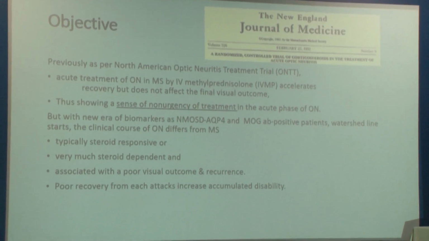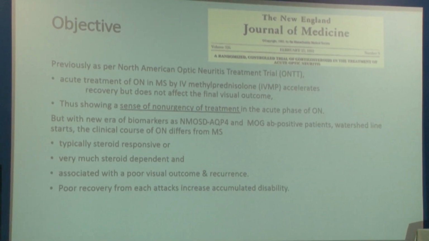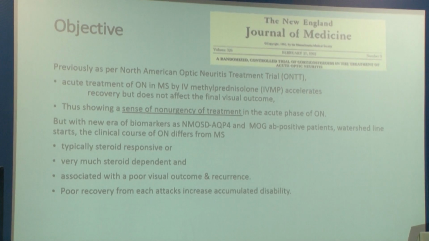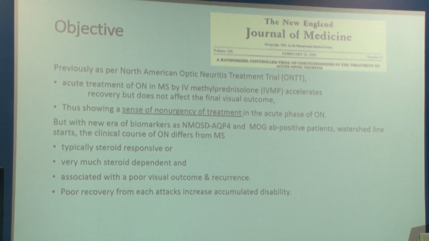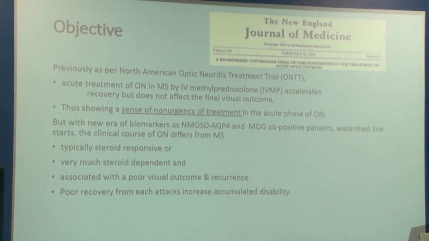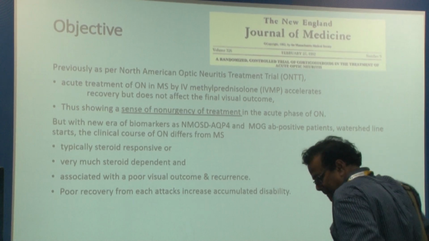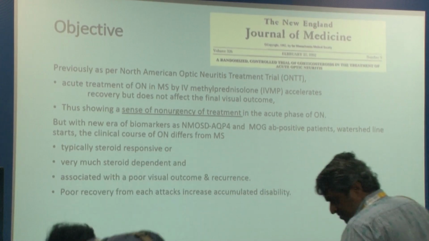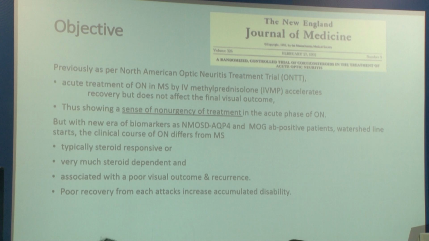Previously, as per the North American optic neuritis treatment trial, acute treatment of optic neuritis in multiple sclerosis by IV methylprednisolone accelerates the recovery but does not affect the final visual outcome. This shows the sense of non-urgency of the treatment in the acute phase of optic neuritis. But with the new era of biomarkers like aquaporin 4 and MOG antibody positive patients, a watershed line starts.